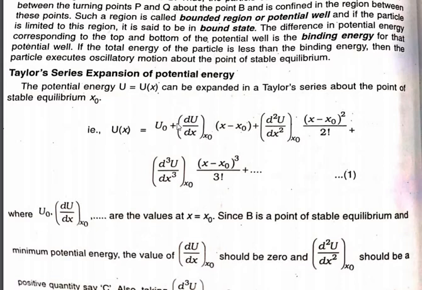So what do we get? du by dx at x0 into (x minus x0) plus d square u by dx square at x0 into (x minus x0) the whole square by 2 factorial plus d cube u by dx cube into (x minus x0) the whole cube by 3 factorial plus etc. So this is the Taylor series. This can be applied to any function f of x. So here we are discussing the potential energy, so we denote that function as u of x, where u0 and du by dx at x0 are the values at x equal to 0.